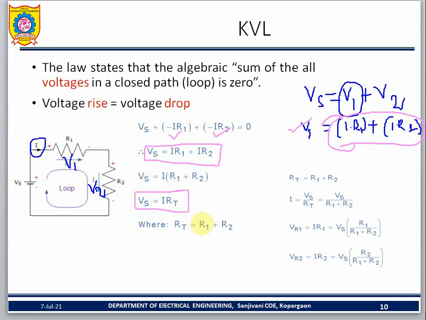So from the circuit, can you find out the I value? Yes, I is equal to Vs by RT. What is RT? R1 plus R2. That's all. So this is about the Kirchhoff voltage law.